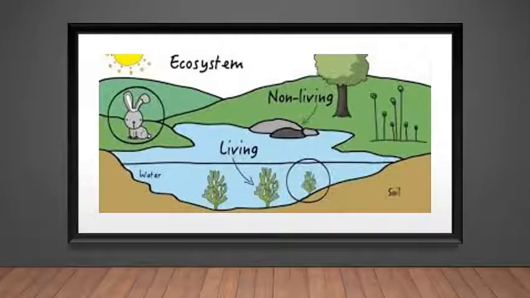You can see a rabbit, which is a living thing, which requires water and which requires the plants. So the plant is also a living thing, and you can see the stone is a non-living thing. They are all related to each other. Now a rabbit will require a non-living thing like a stone to hide itself from the predators, isn't it? This is just a small example. We are all related to each other in an ecosystem, either a living thing related to a living thing or a living thing related to a non-living thing.